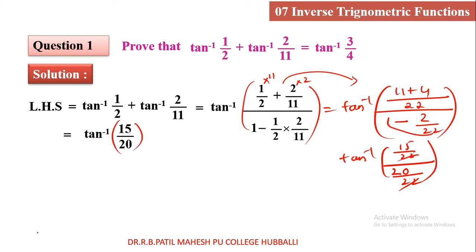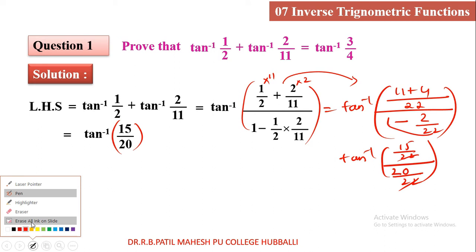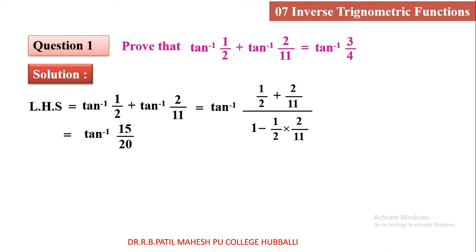Directly we are giving the simplification that you can see there. So after tan inverse of 15 by 20, you can cut it by 5: 3 fives are 15, 4 fives are 20. So tan inverse of 3 by 4 is the required answer, and it is the RHS. Hence we proved tan inverse 1 by 2 plus tan inverse 2 by 11 is equal to tan inverse 3 by 4 using the tan inverse x plus tan inverse y formula.